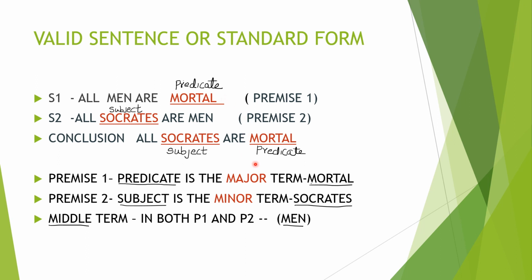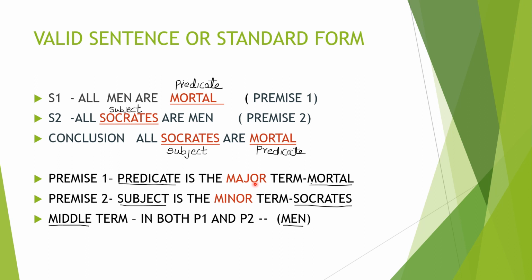And these words have some names also. You might have heard the word major term. Which is the major term? The major term is the predicate of the first sentence. The predicate of the first sentence is the major term, and the subject of premise 2, or the second sentence, is called the minor term. Understood? You should study it as such. It is a law, so you have to study the law, then you have to apply it. So the law says that the predicate of the first premise is the major term, and the subject of premise 2 is the minor term.